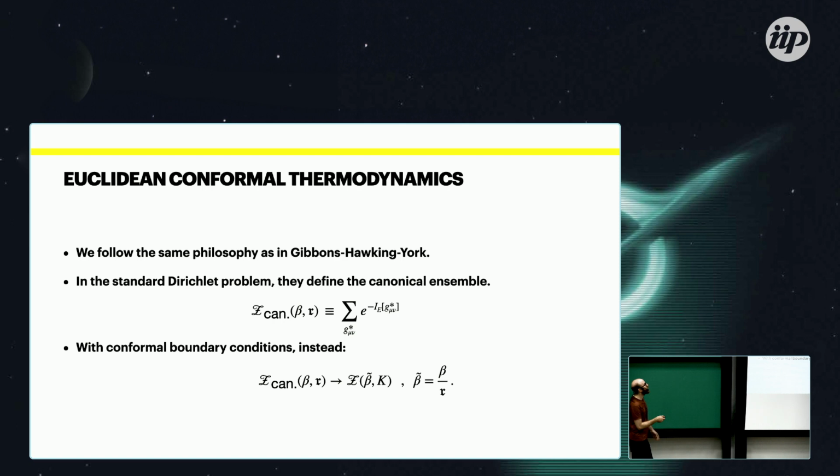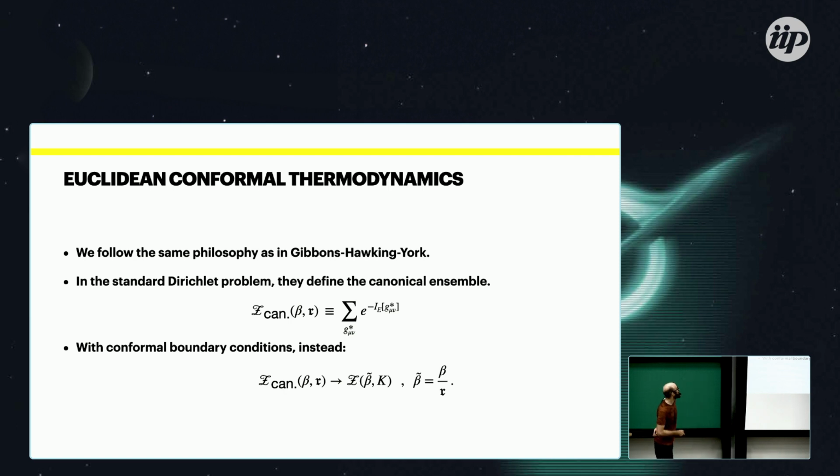With conformal boundary conditions, beta and R by themselves are not well defined because the conformal factor of the metric at the boundary is not defined, so I can change the size of these two things, but the ratio between them is well defined. And so this new conformal canonical partition function will depend on something that I will call beta tilde, an inverse conformal temperature, beta over R. And then the other parameter that will control this quantity is K, the trace of the extrinsic curvature at the boundary.